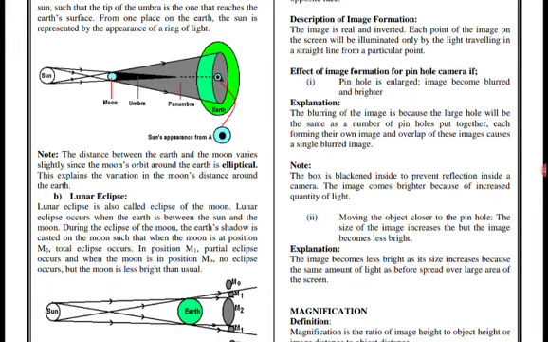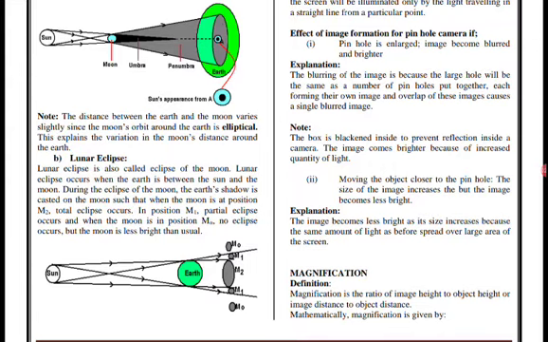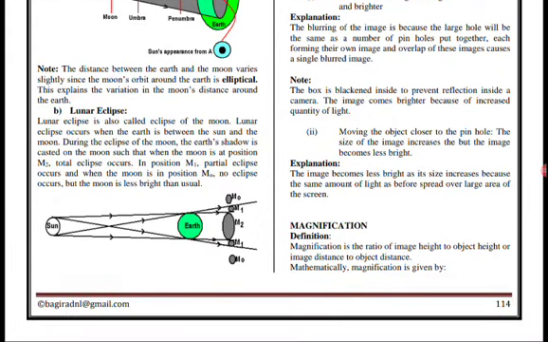We have another effect, which is moving the object closer to the pinhole. When you move the object closer to the pinhole, the size of the image increases, but the image becomes less bright. The image becomes less bright as its size increases because the same amount of light as before spreads over a larger area of the screen. So that's all about the pinhole camera. I welcome more questions in case there is any.